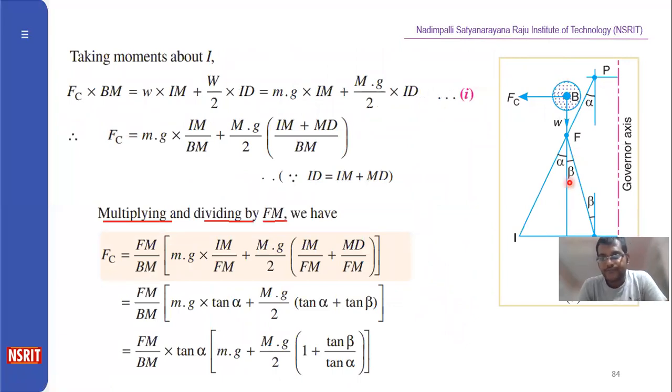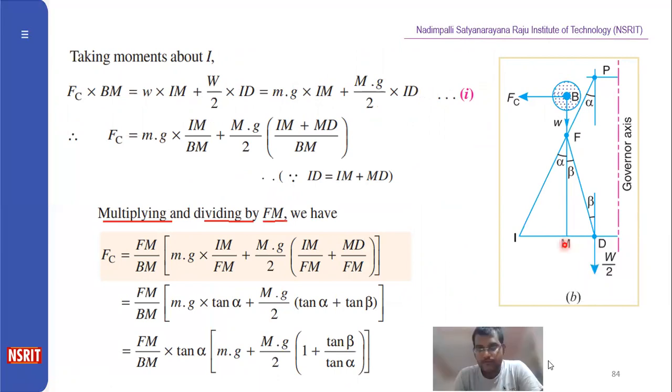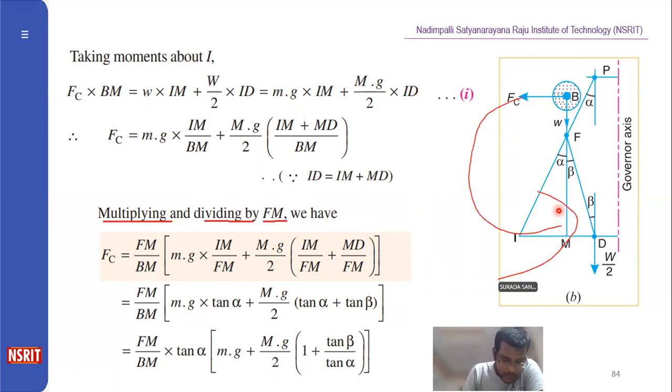From this figure, let's take the moments about I. Take moments about I. See, Fc into BM. You take moments about I. This is in anti-clockwise direction. You can see this is seen like this, anti-clockwise direction. And then w into IM.